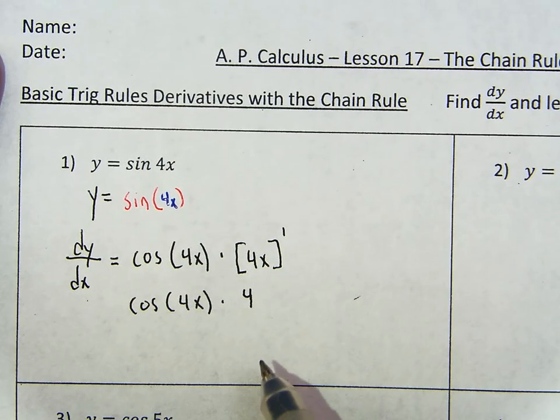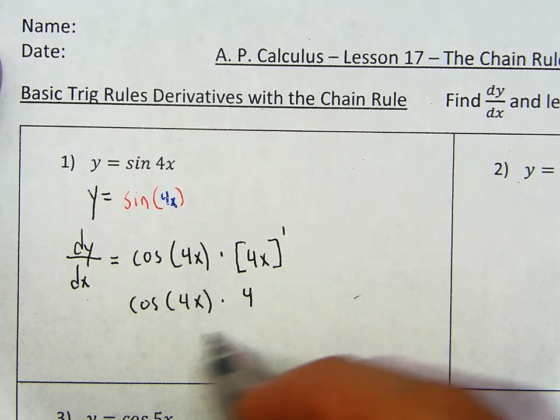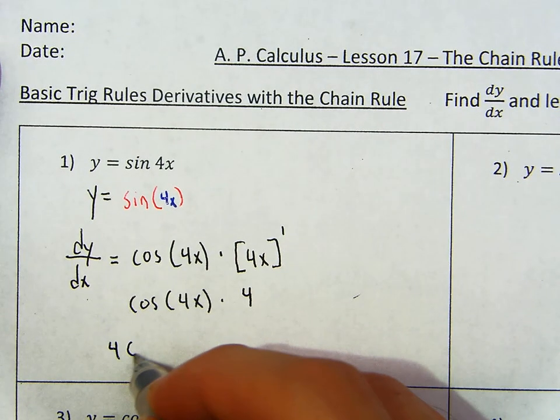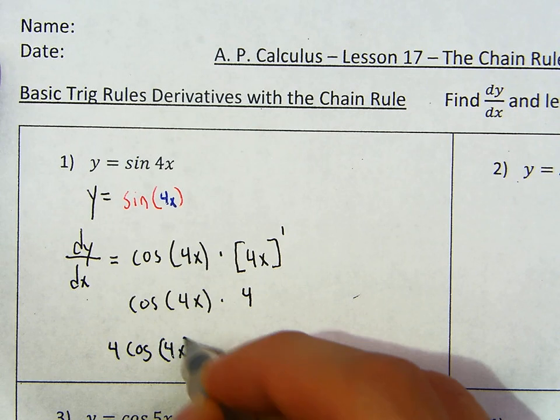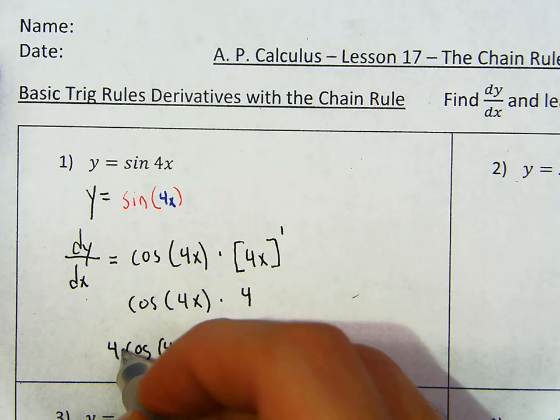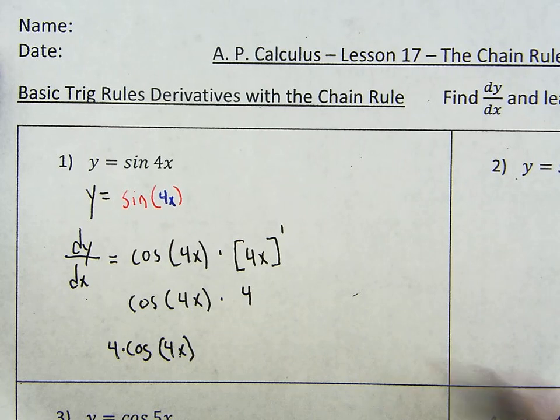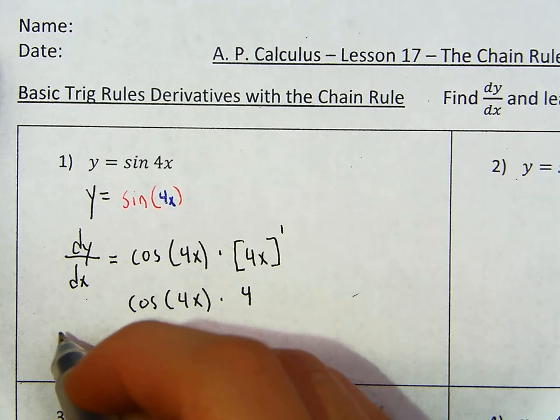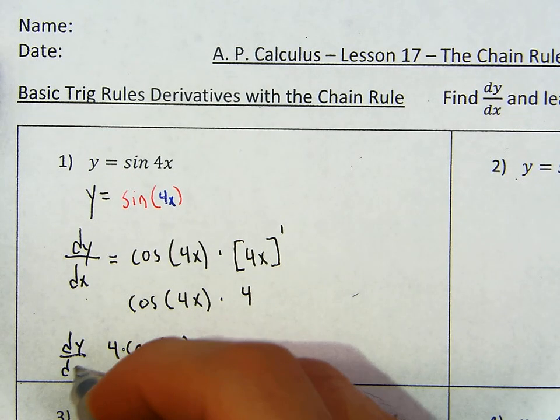And then once we get to this point, all we need to do is just put this 4 over here. So we have 4 cosine 4x, right? Because this 4 is multiplying the cosine of 4x. There's that invisible multiplication here. A lot of invisible stuff going on in math, right? Okay, so that's dy dx. Not too bad.